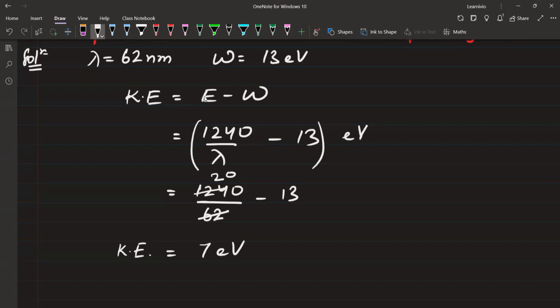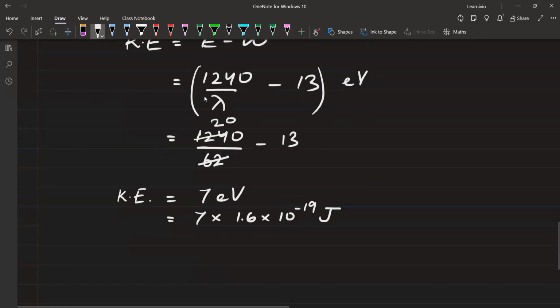If they're asking in joules, you can multiply 7 into 1.6 into 10 to the power minus 19. This will now be joules. 7 into 1.6 will be approximately equal to how much? Approximately 10.5, or 10.6 is very good. I'm writing approximately 10.6 into 10 to the power minus 19 joule.